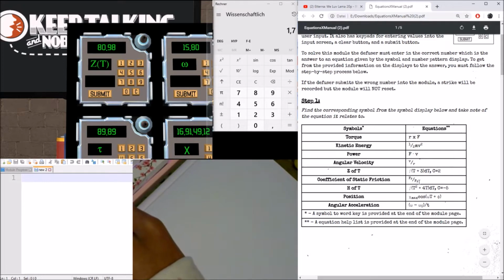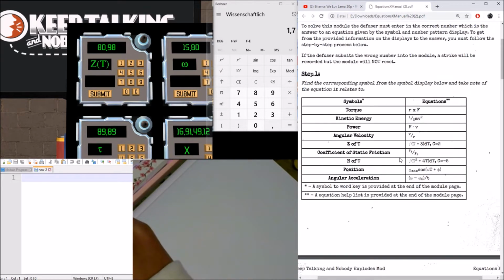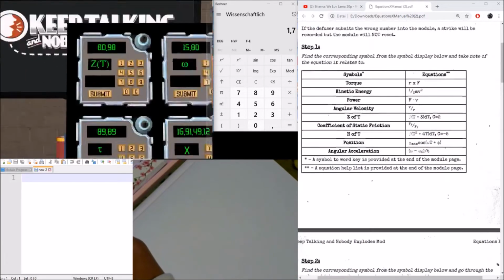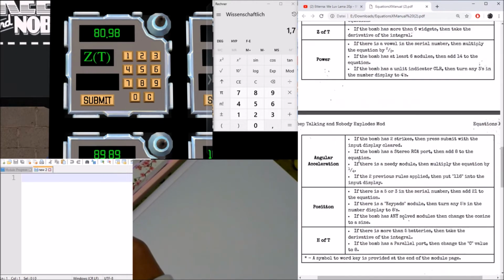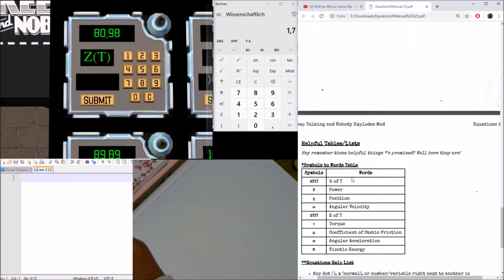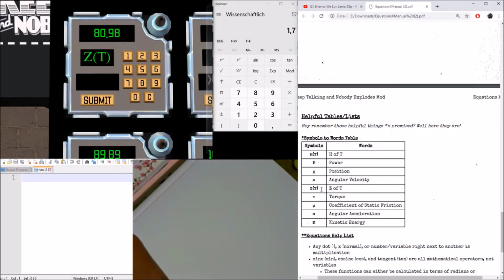It's basically if you have an integral equation, then you have to follow a set of instructions to modify your equations to get the right answer. Let's start with an integral one, which in this case is z of t. You can find out what is what down here, because you have a lookup table right here. Basically, your defuser is going to tell you what you have. They're all pretty easy to explain.